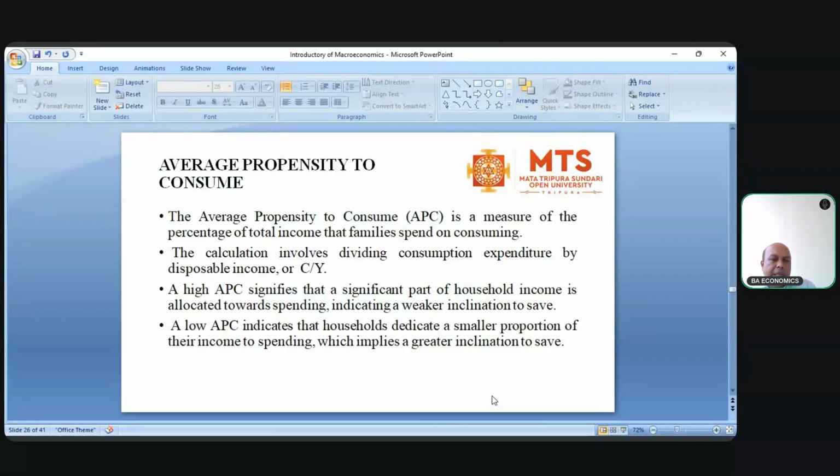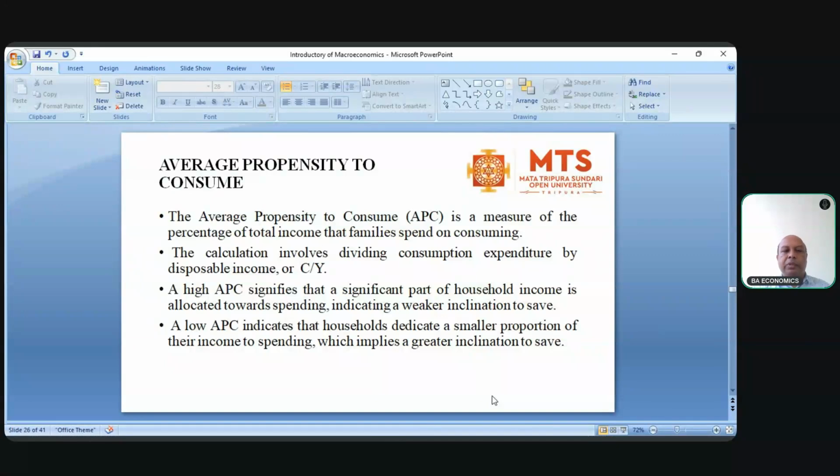But if in any family APC level is low, it basically indicates that in that family, whatever income earned, the maximum percentage of income that family wants to save or does not want to spend. This savings percentage is very high if APC is low. So in this case, there is a direct relation between the APC and the savings level. If APC level is high, then savings will be less, and if APC level is low, then savings will be higher, savings will be increased.